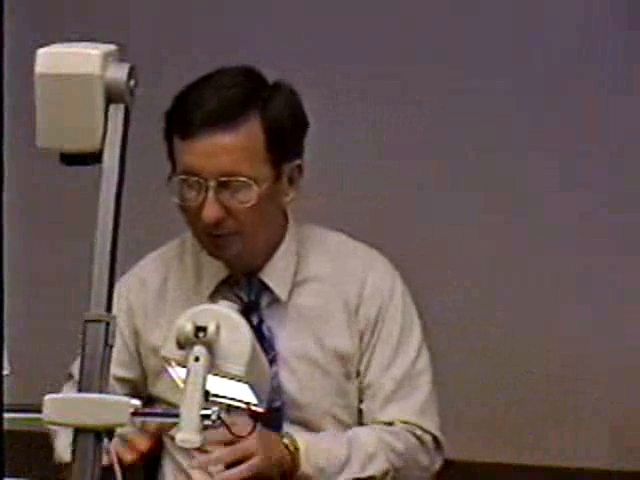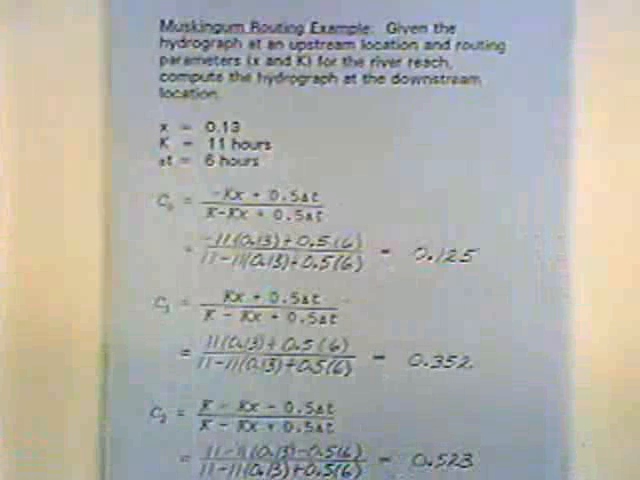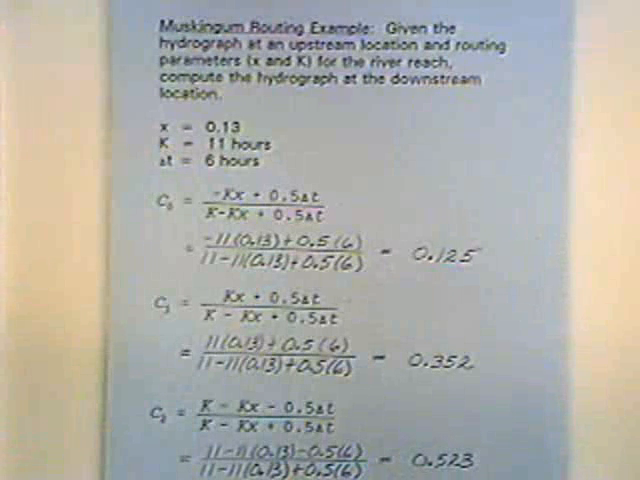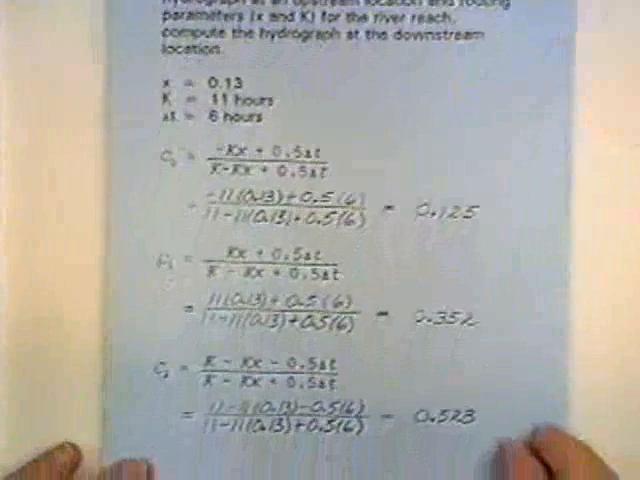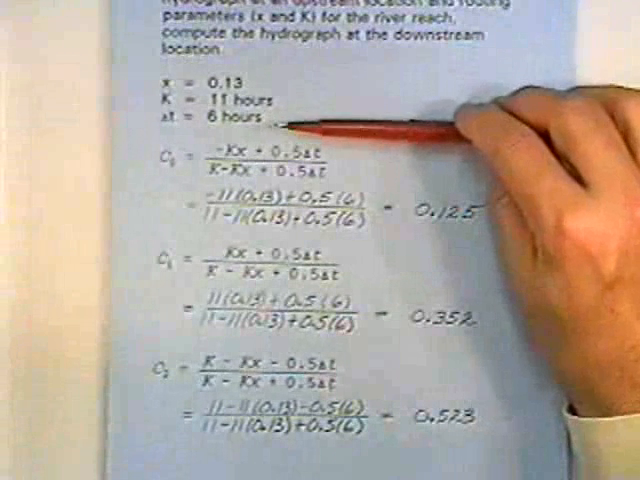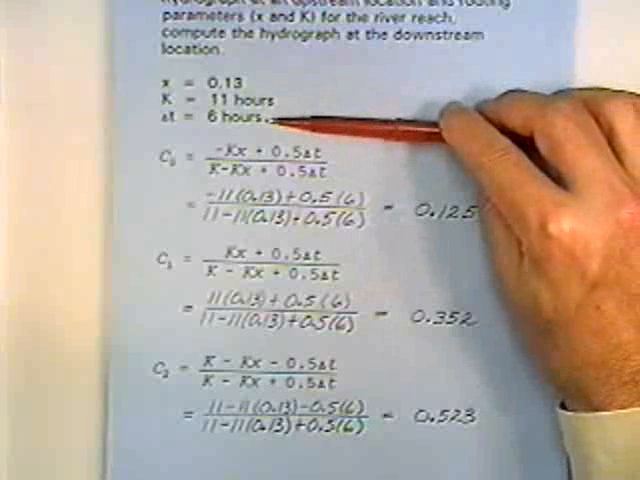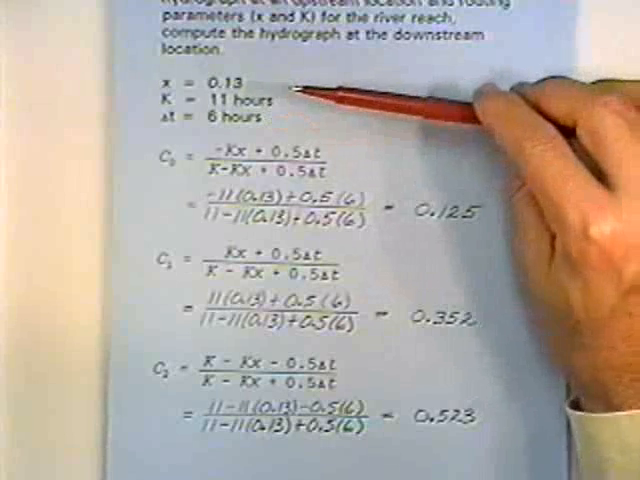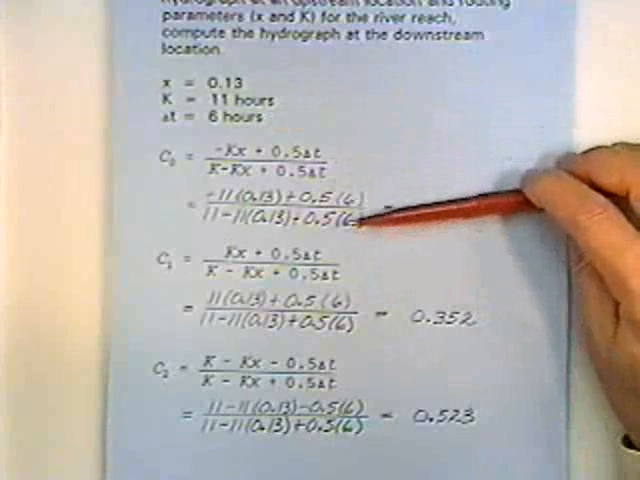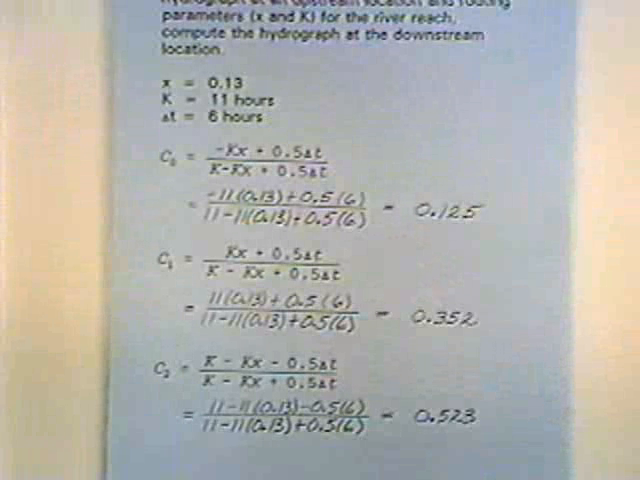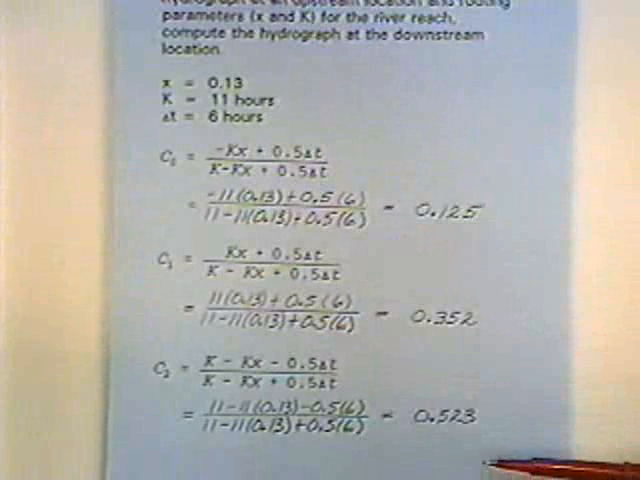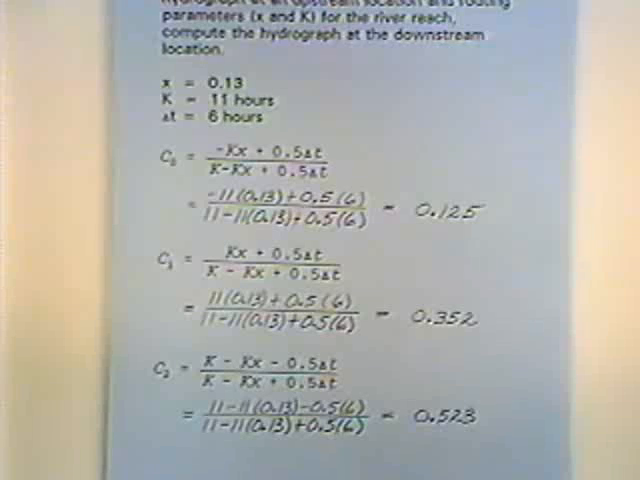And the routing is fairly straightforward if you know X and K. And so we've got an example in which we're given an inflow hydrograph at an upstream location, and we're given the routing parameters, the X and K for the river reach, and we want to compute the downstream hydrograph. And so this is plugging the numbers into the equation. And so given X and K, and on the next page when we look at our upstream inflow hydrograph, we're going to see that the ordinates are 6 hours apart, and so delta t is 6 hours. So we just plug in the numbers into the equation from the previous page, and we'll get a C0, a C1, and a C2. Those numbers will add up to 1 like they're supposed to.